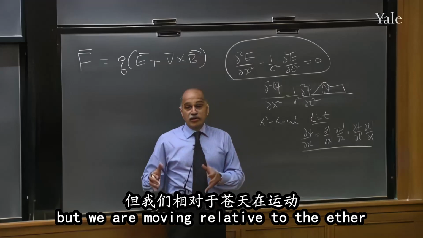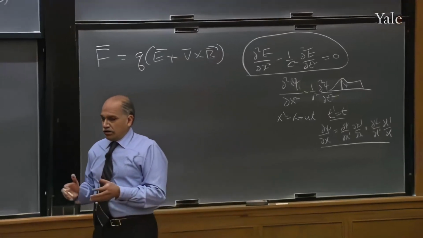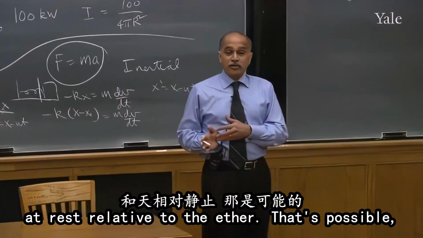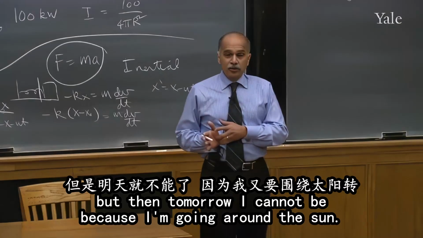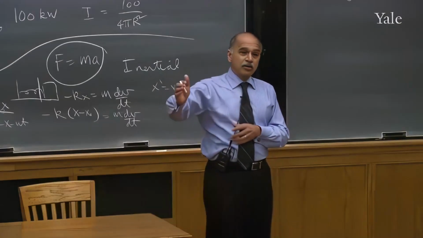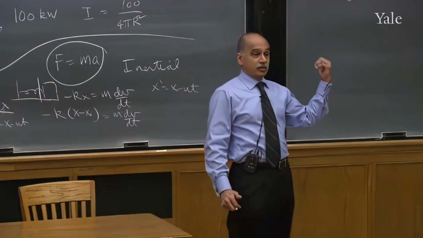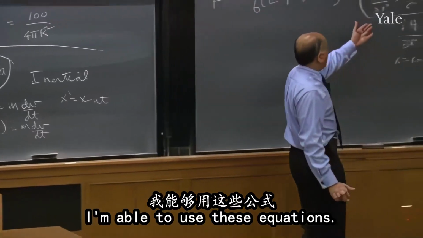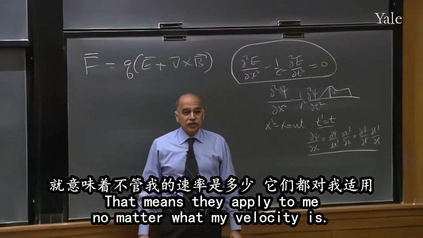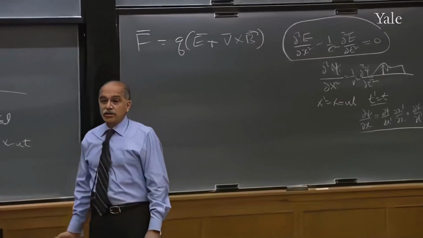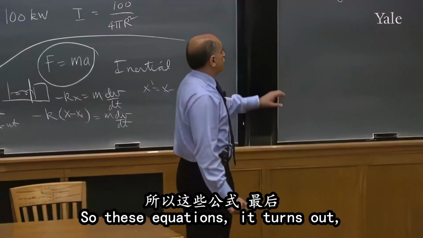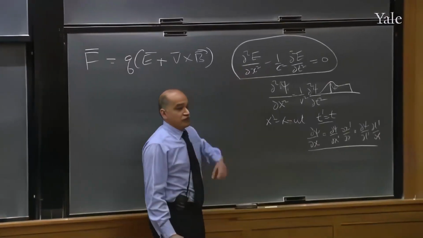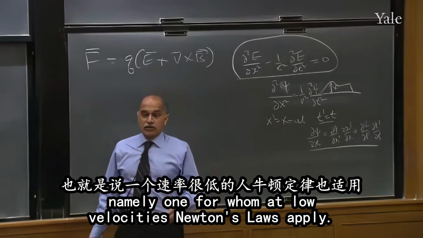But we are moving relative to the ether because we are on the Earth, which is going around the sun. You may say, well, maybe today I just happen to be at rest relative to the ether. That's possible. But then tomorrow I cannot be because I'm going around the sun. Six months from now, I'm going the opposite way around the sun at a huge speed. But what I find is every single day of the year, I'm able to use these equations. That means they apply to me no matter what my velocity is. So these equations, it turns out, are valid for any observer who is inertial, namely one for whom at low velocities Newton's laws apply.